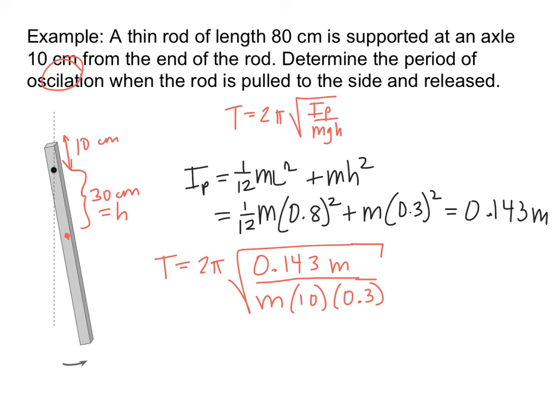We can, of course, see that our masses cancel out. The mass of the object does not determine the rate of swinging. And then we can go through and calculate our period. This comes out to be 1.37 seconds. So every 1.37 seconds, the rod would return back to its original position.